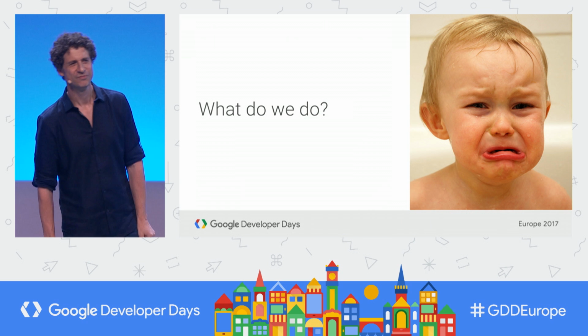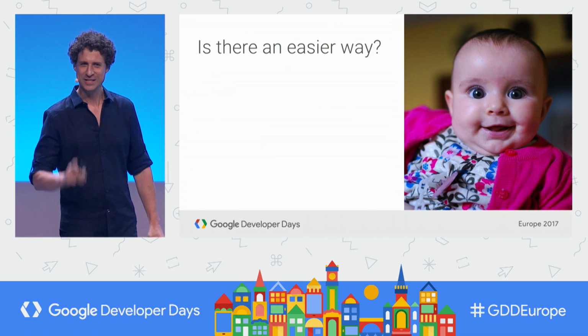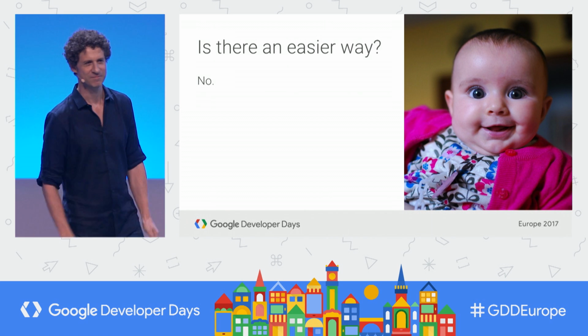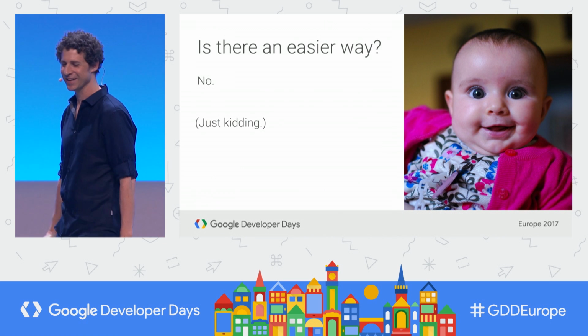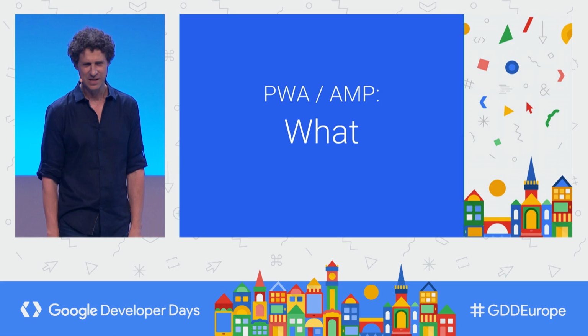What do? Like a baby, we can cry. Or maybe there's an easier way, happy baby. Is there one? There's not. Okay, thanks a lot, guys. Wait. I've got some more slides to show. I'm just kidding. I think the easier way here is PWA and AMP. What is that?